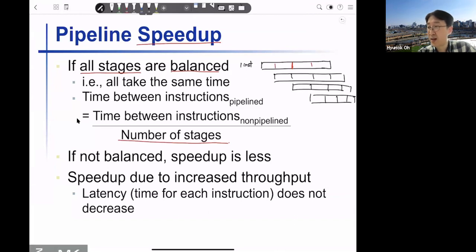So at a single time, we can see that all stages are running, right? So 4 instructions are actually executed together. So the pipeline speedup is just proportional to the number of stages. Then maybe you simply think, okay, I'm making a 100-stage or 1,000-stage pipeline, then you can improve the performance by 1,000 times. But this is not actually possible.